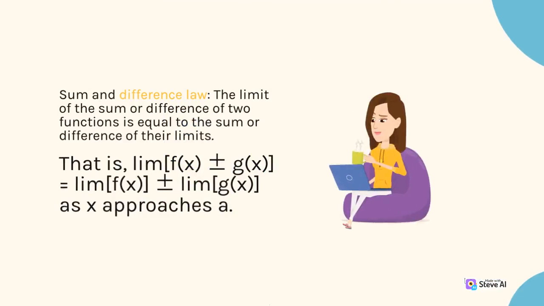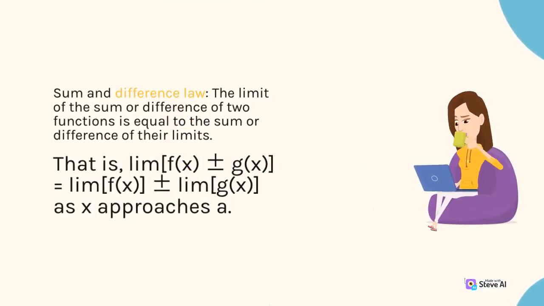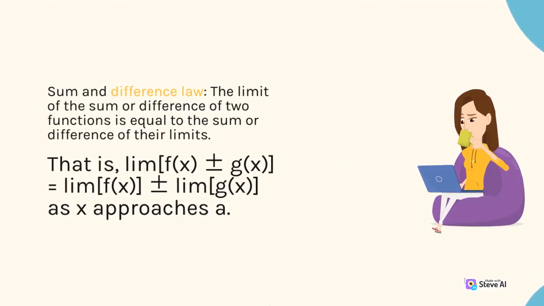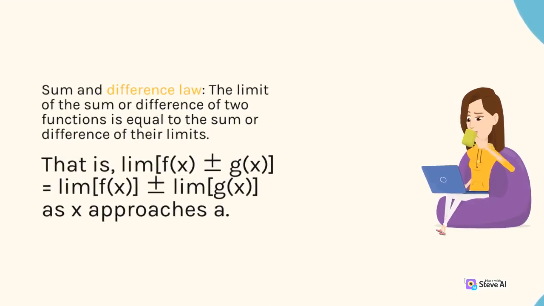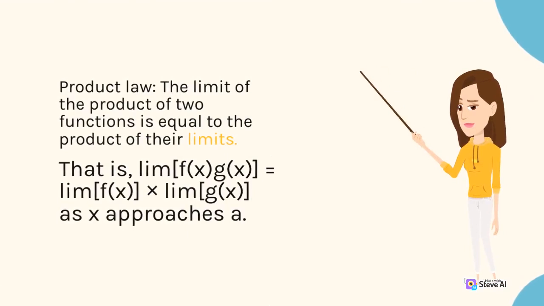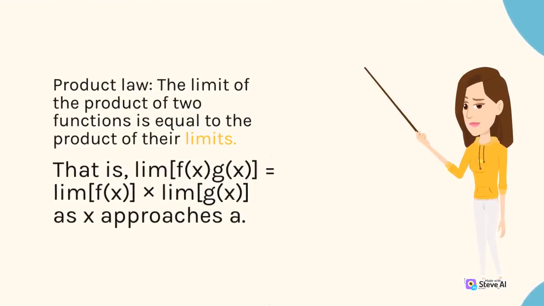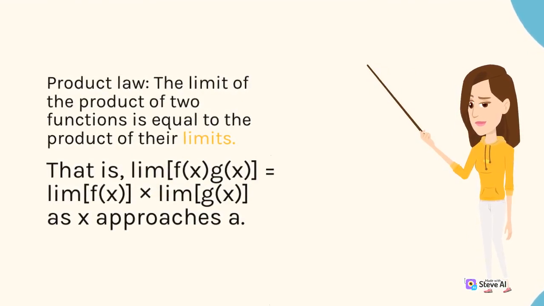sum and difference law. The limit of the sum or difference of two functions is equal to the sum or difference of their limits. That is, lim [f(x) ± g(x)] = lim f(x) ± lim g(x) as x approaches a. Product law. The limit of the product of two functions is equal to the product of their limits. That is, lim f(x)g(x) = lim f(x) times lim g(x) as x approaches a.